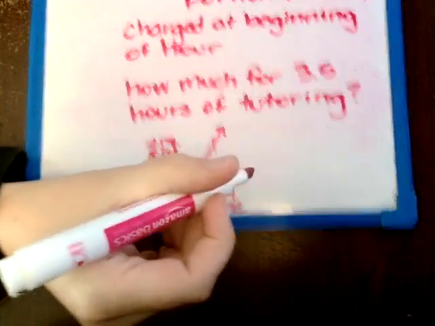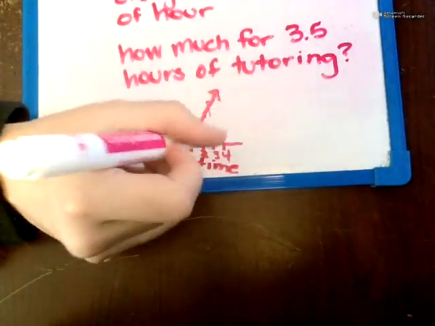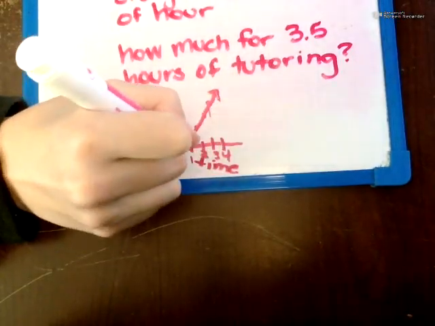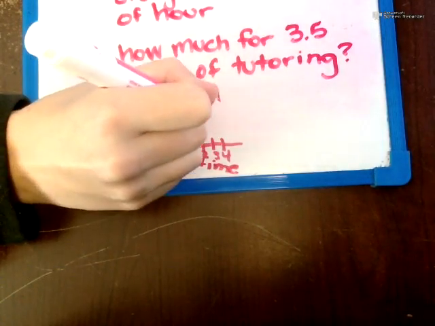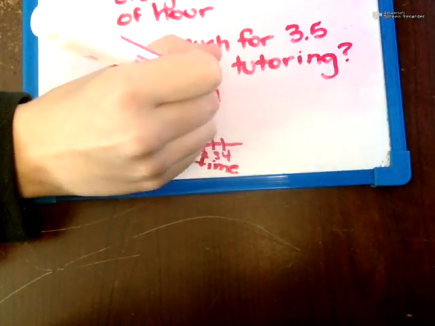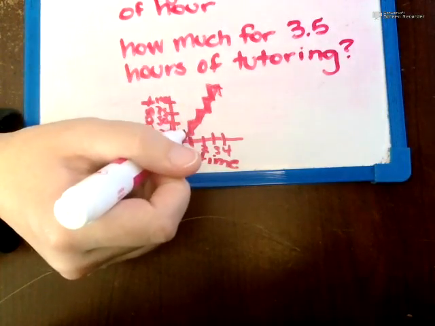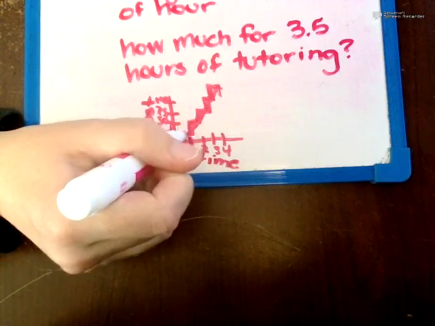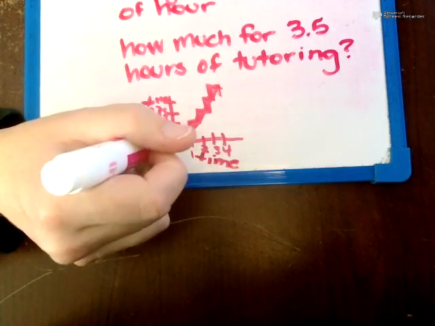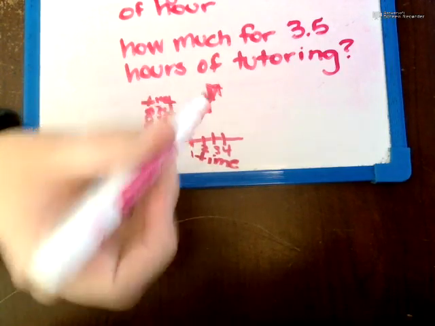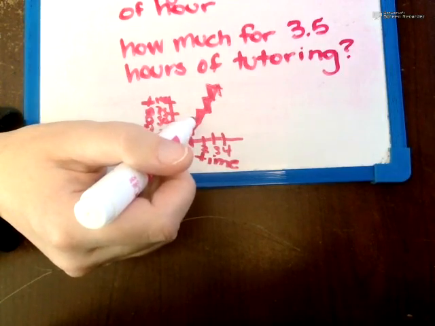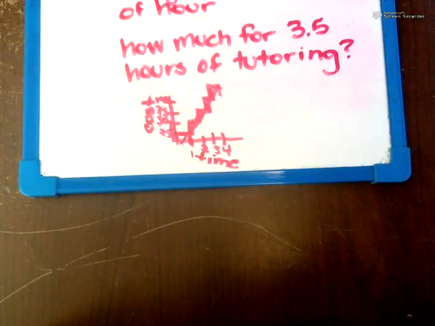Because they charge by the hour, the graph is actually going to be in a step. So it's going to come chunk, chunk, chunk, like that. Because it doesn't matter if you're using a partial hour, you're still going to end up paying that $25. So anywhere within this first hour, you're paying 25. Anywhere in this second hour, you're paying 50. So it's going to be a stair step rather than a line.